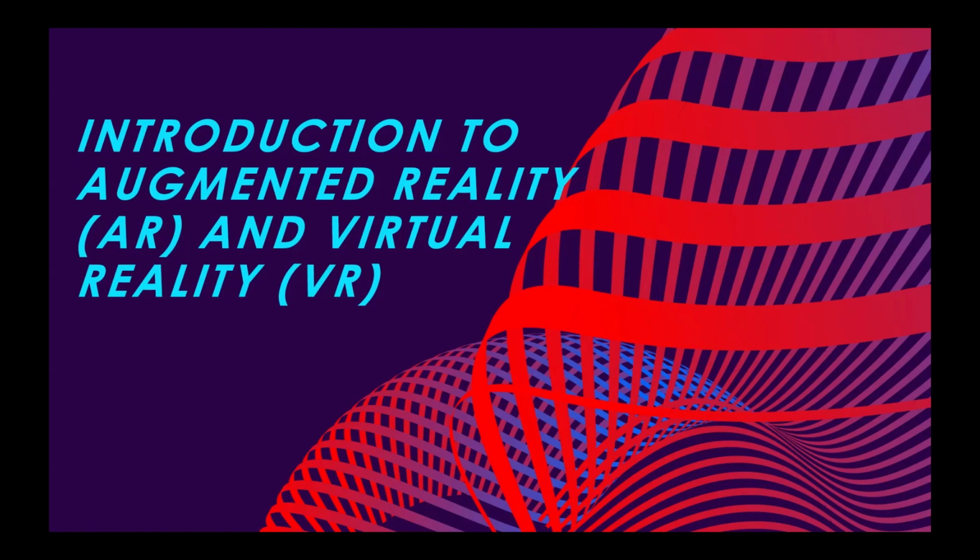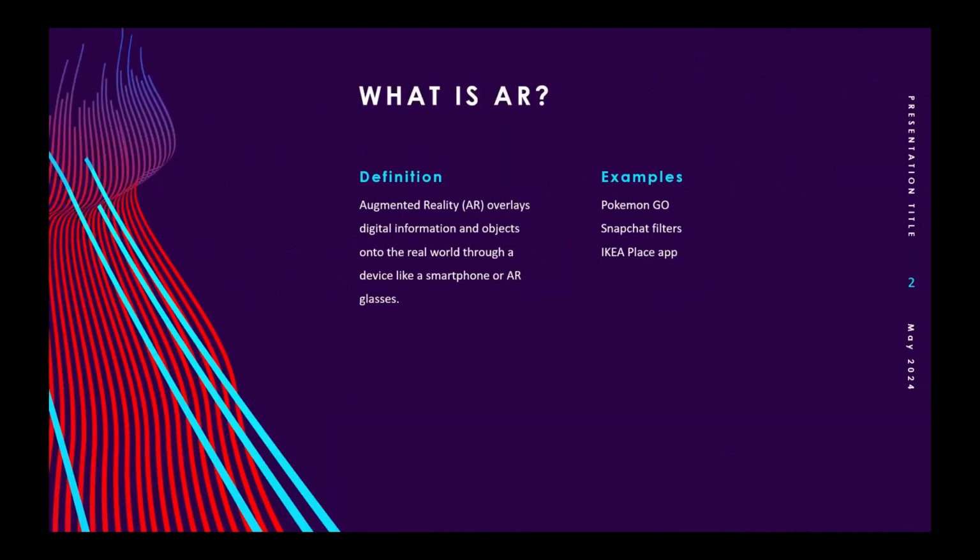So let's begin. The first question is, what is augmented reality, that is AR? The definition says that augmented reality overlays digital information and objects onto the real world through a device like smartphones or AR glasses. Examples of augmented reality are Pokemon Go, Snapchat filters, and the IKEA Place app. So what exactly is augmented reality?